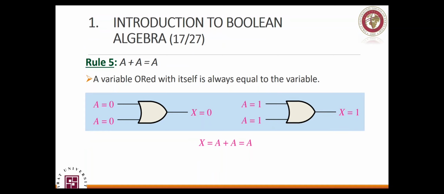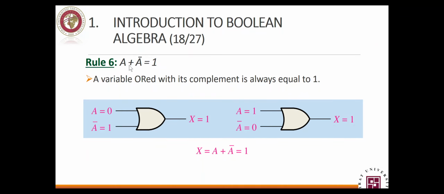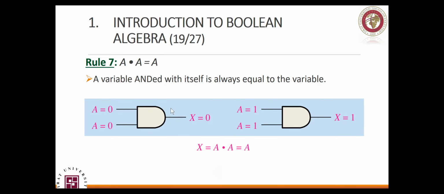Now, ORing with A, the same input, it will remain the same as the output. So A or A will be A as an output, depending on the value of A. If A is 0, then the output is 0. If A is 1, then the output is 1. ORing A with its complement always takes you to 1. We explained about this. I don't need to re-explain it again.